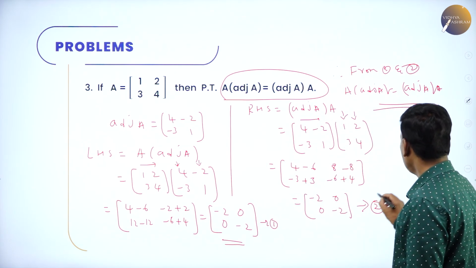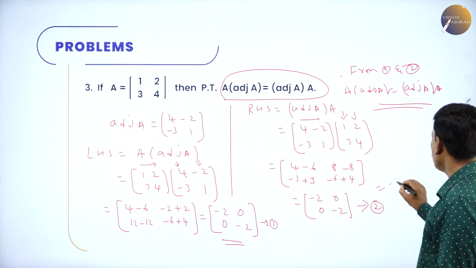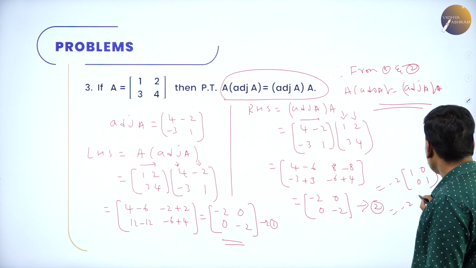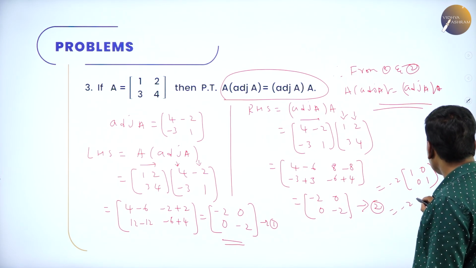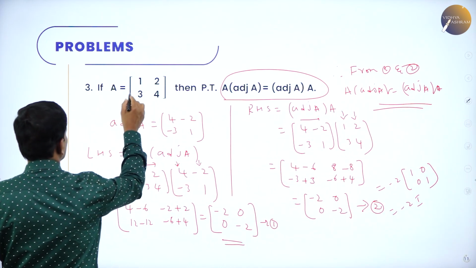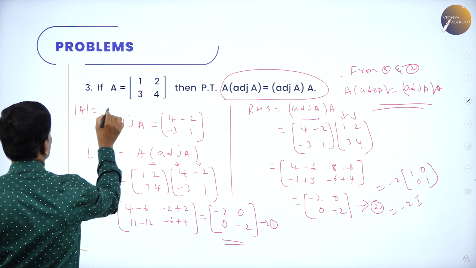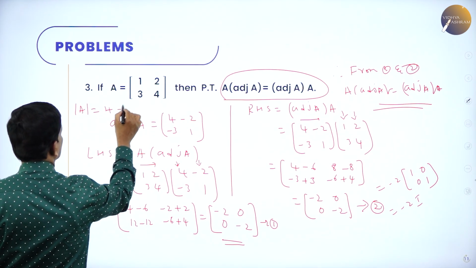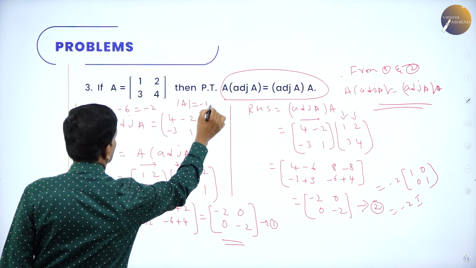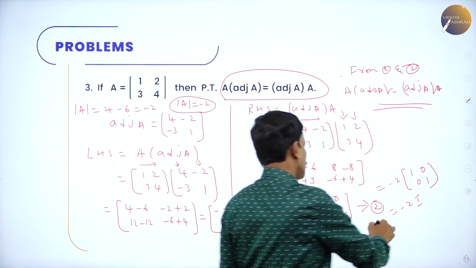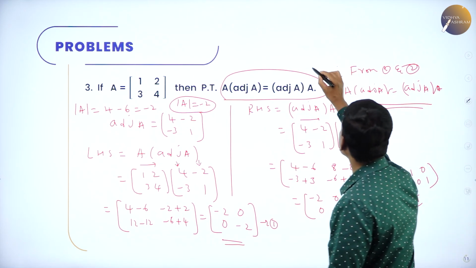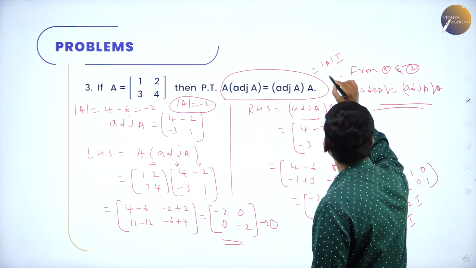See, this can also be written as, if you take minus 2 as a common factor, you are going to get 1 0 0 1. Minus 2 into 1 0 0 1, which is nothing but an identity matrix. Suppose you find the value of determinant of A: 1 into 4 is 4, minus 3 into 2 is 6, so minus 2. So, determinant of A is minus 2. So, this can be written as determinant of A into I.